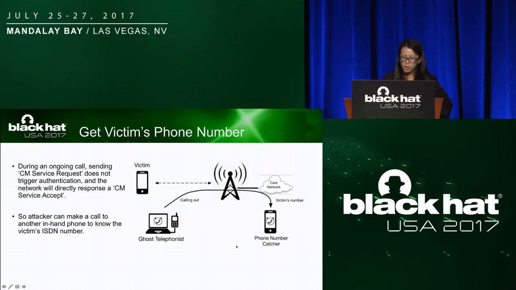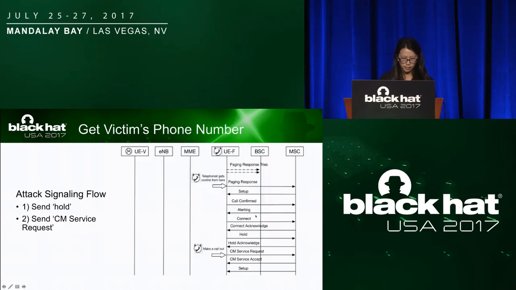See this picture. It's a surprise that we found. During one hijacked call, the telephonist can make a call out to another cell phone by sending a CM service request message. And the surprise is this does not trigger authentication either. The network will directly respond with a CM service accept. In this way, we can see the victim's phone number on the screen of this cell phone. We call it the phone number catcher.